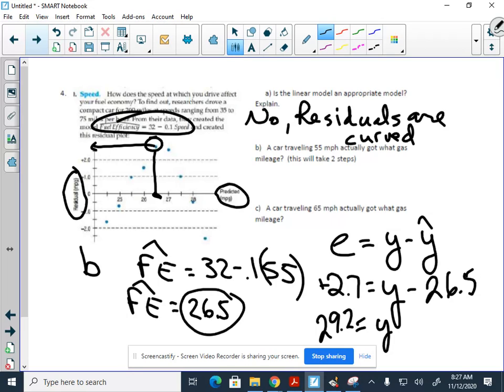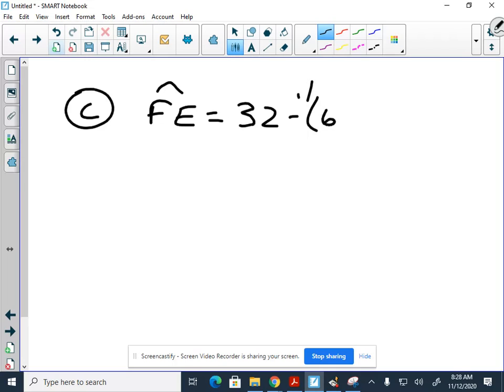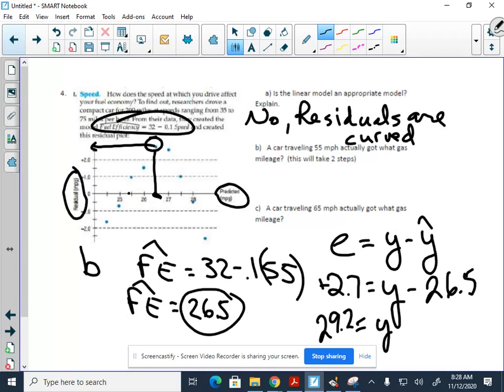Car traveling 65 miles per hour actually got what gas mileage. So now we have to do this one the same way for part C. So we're going to put that also into the equation. Fuel efficiency equals 32 minus 0.1 times 65. You get 25.5. We're again going to use this. We've just figured out the predicted. We got to figure out the residual, so you go back to here to 25.5, and that one I think is pretty clearly going to be 1.